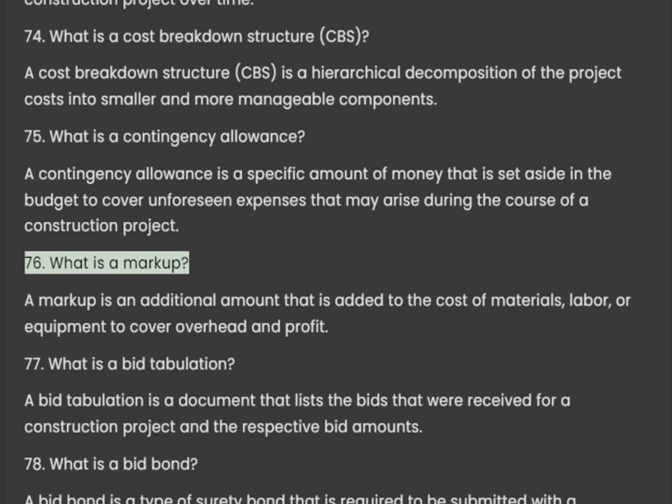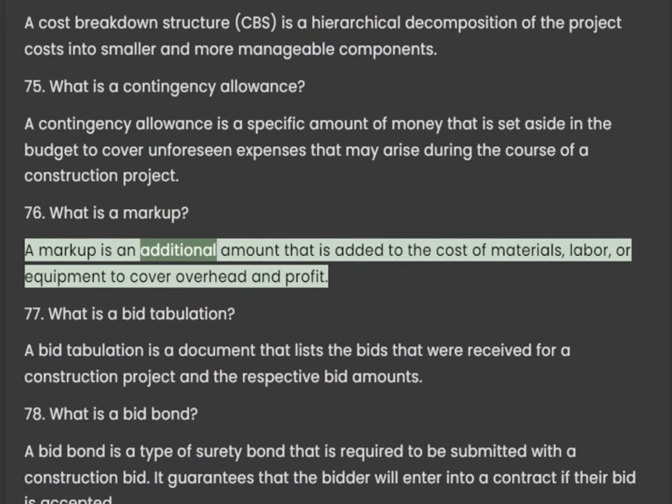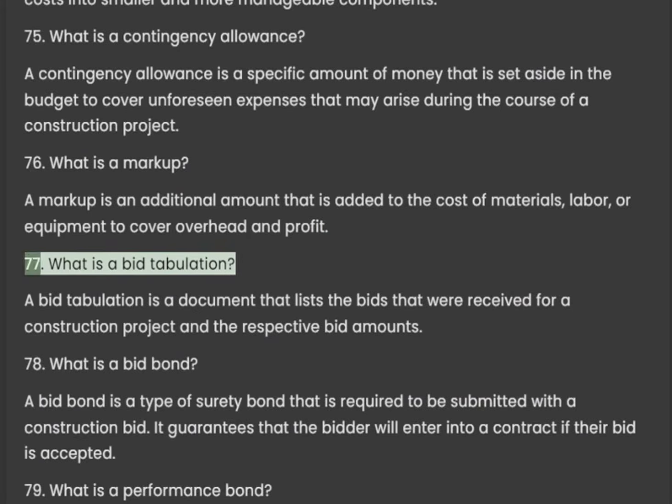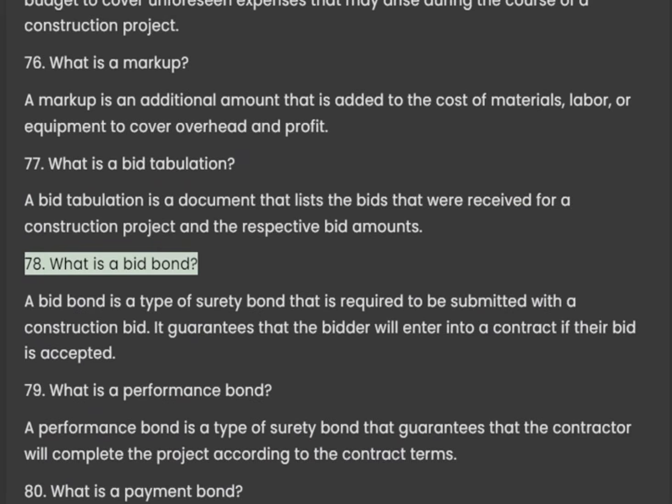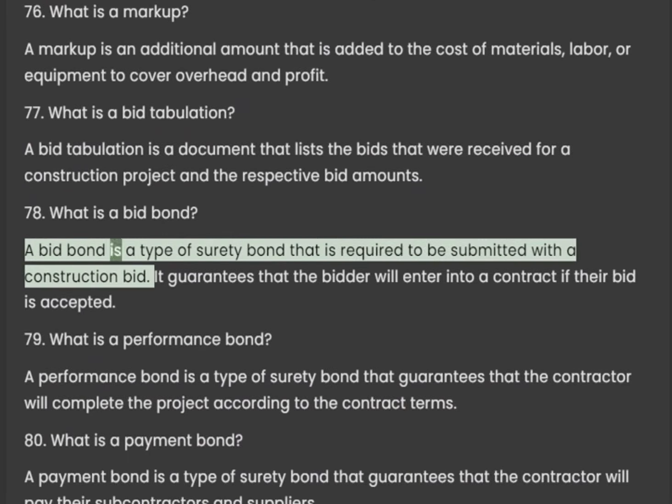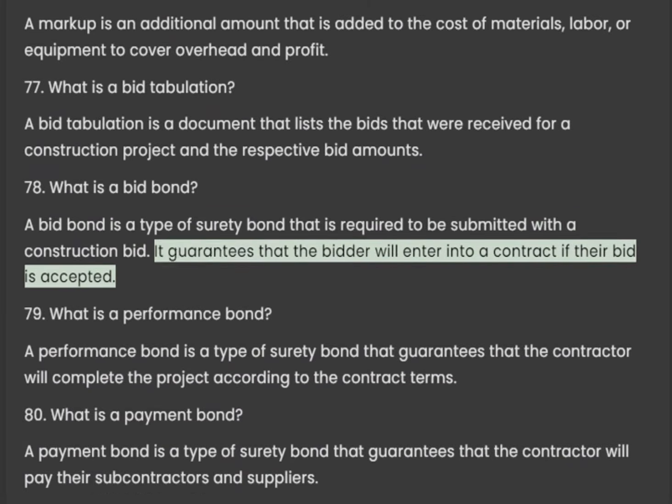76. What is a markup? A markup is an additional amount that is added to the cost of materials, labor, or equipment to cover overhead and profit. 77. What is a bid tabulation? A bid tabulation is a document that lists the bids that were received for a construction project and the respective bid amounts. 78. What is a bid bond? A bid bond is a type of surety bond that is required to be submitted with a construction bid. It guarantees that the bidder will enter into a contract if their bid is accepted.